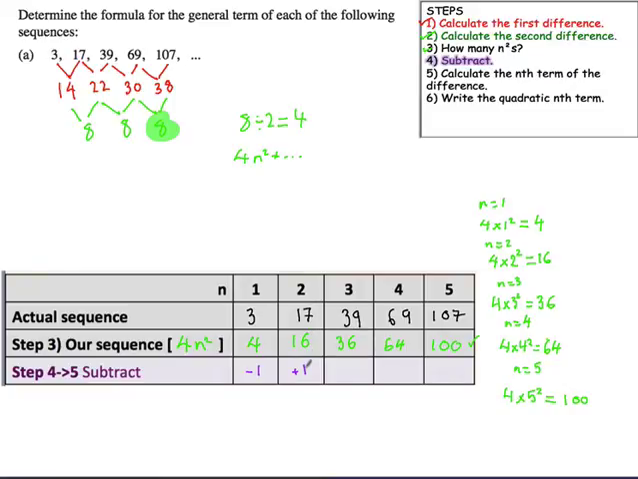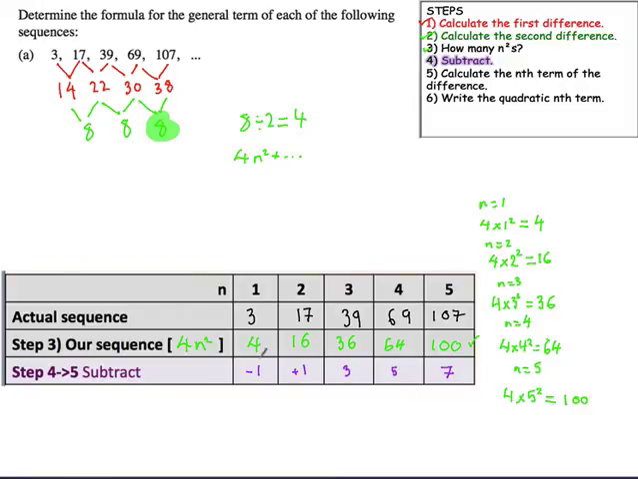39 take away 36 is 3. 69 take away 64 is 5. And 107 take away 100 is 7. Now, notice if we add these numbers to our sequence, we get the actual sequence. I'll give you a moment to think about that.